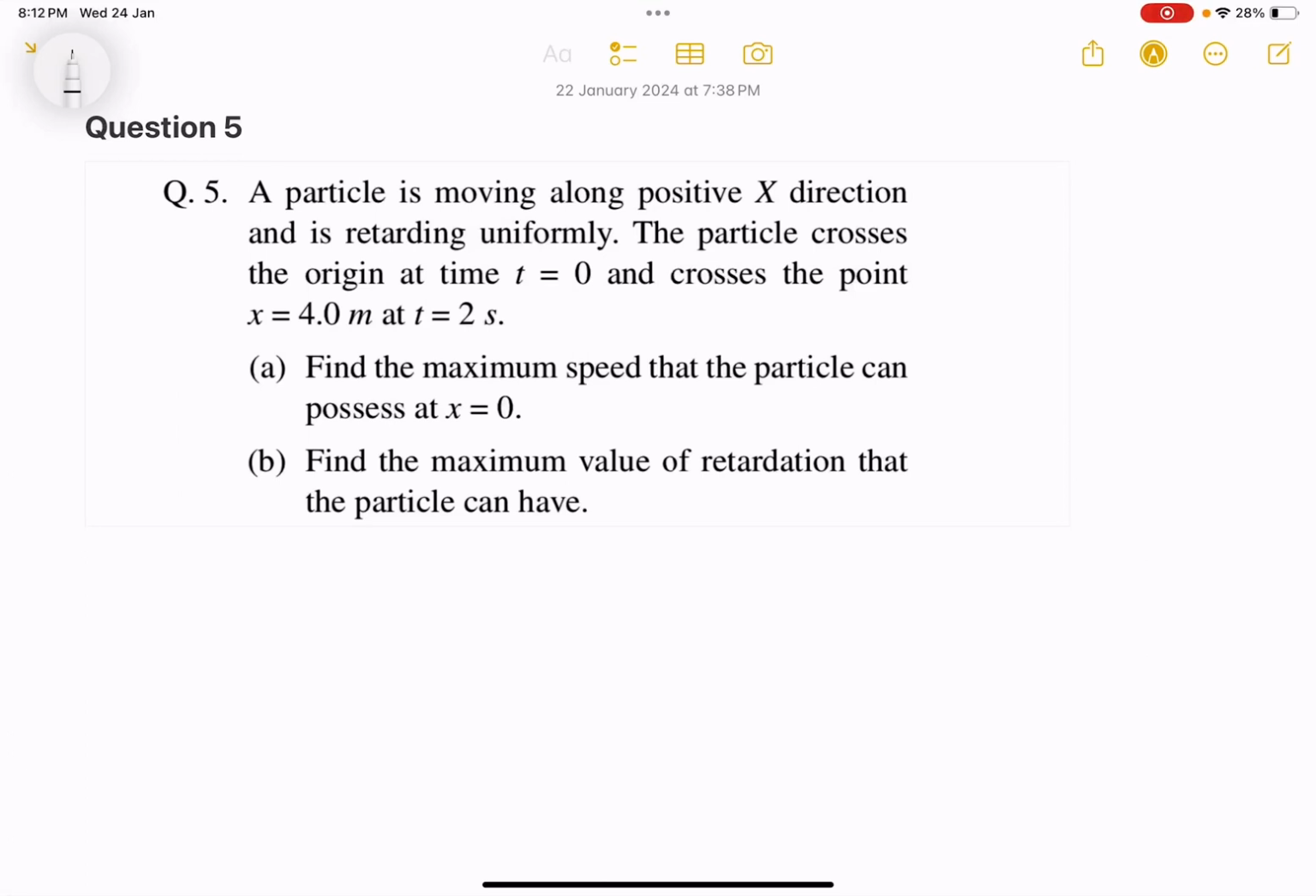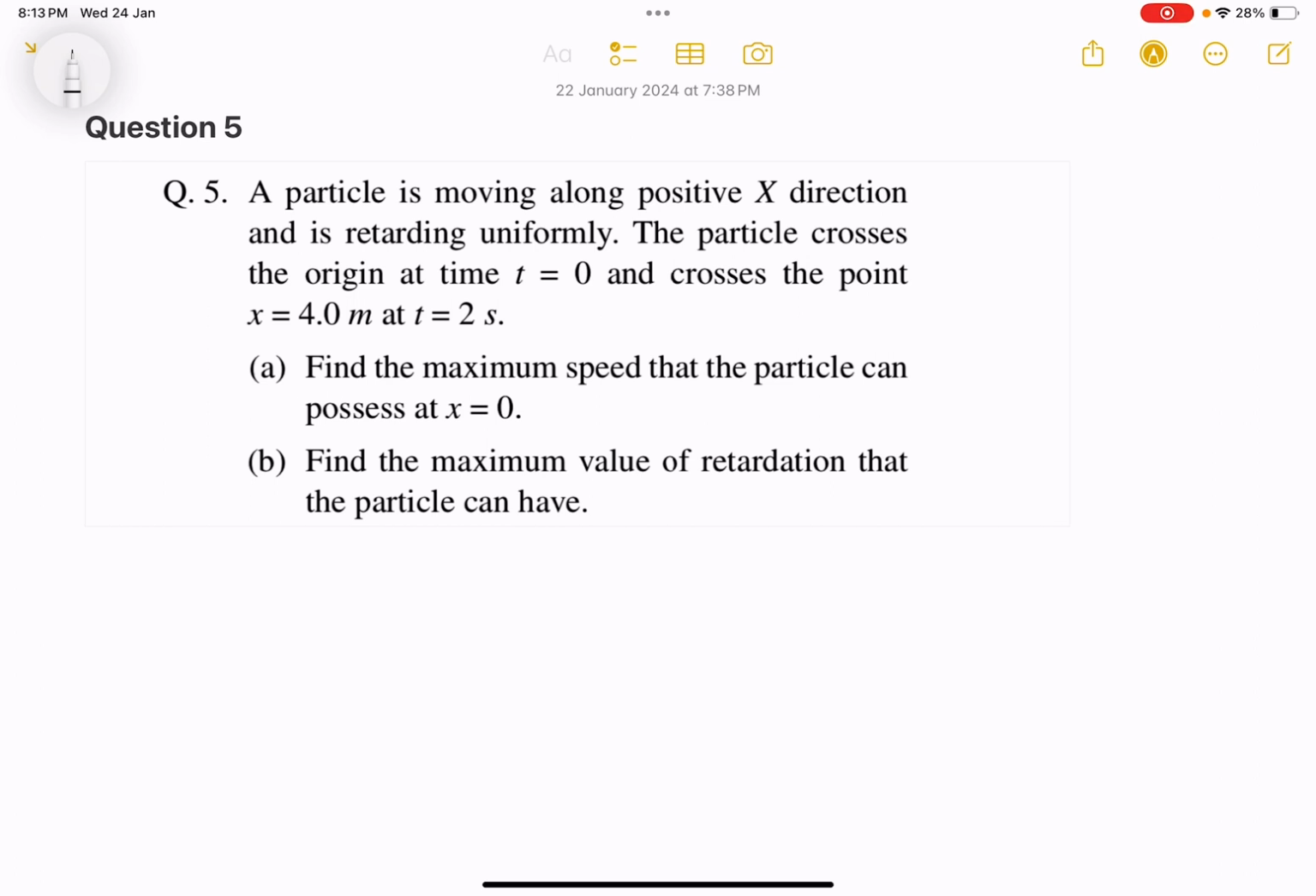In this question, a particle is moving along positive x direction and is retarding uniformly. So it has uniform negative acceleration, but the particle is always moving in positive direction. The particle crosses origin at time t equals 0 and crosses the point 4 meters at 2 seconds. We have to find the maximum speed that the particle can possess at x equals 0 and the maximum value of retardation that the particle can have.